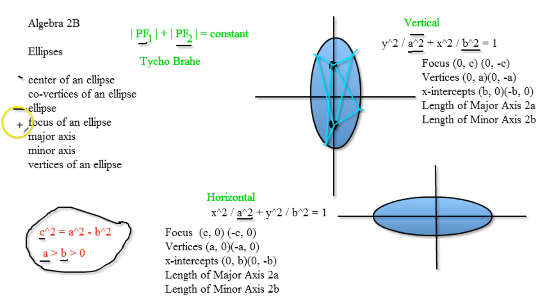Alright, so the foci of an ellipse are just these two points. Now they're a little bit harder to find, but you can use some formulas to work with them. Okay, so major axis, real fast. Major axis is obviously going to be the longer of the two.